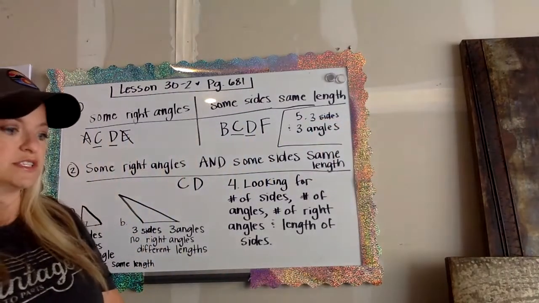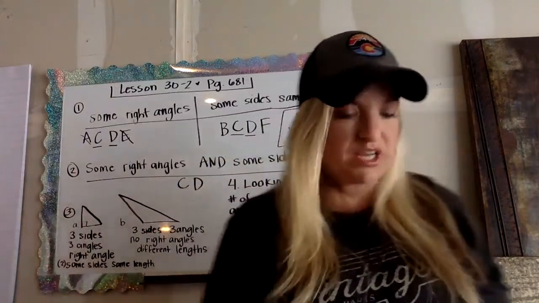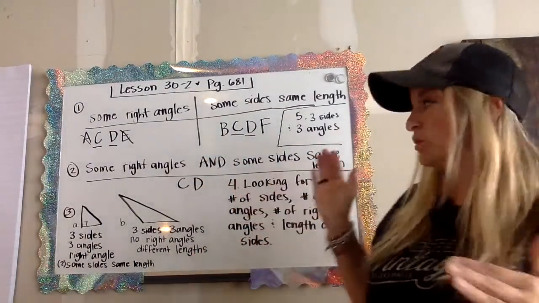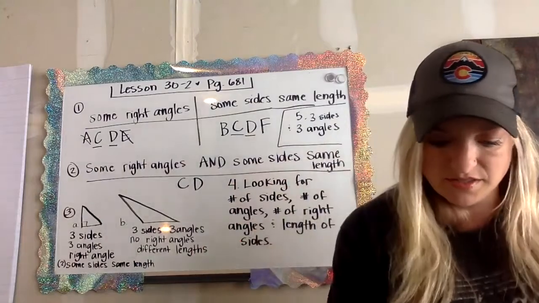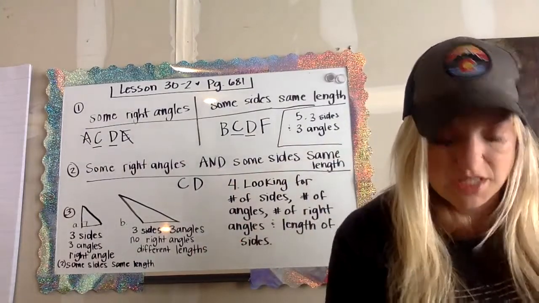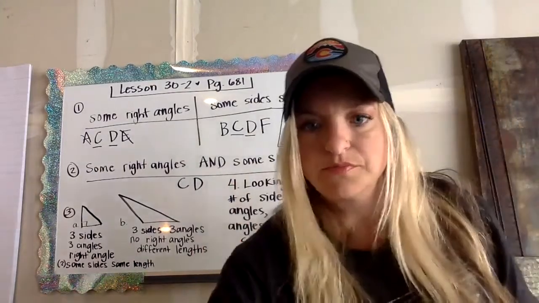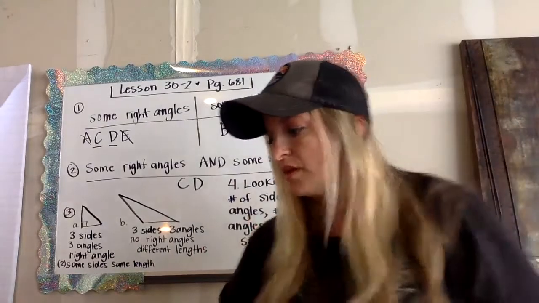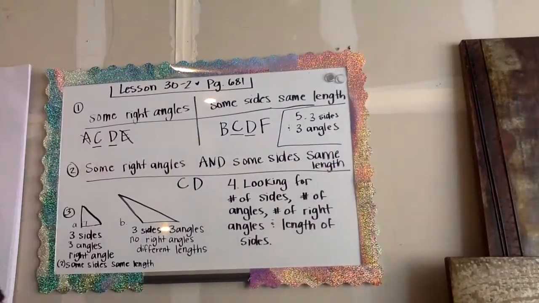That is what they have in common. The length of their sides is different. One has a right angle and one does not. So what they do have in common is the fact that they both have 3 sides and 3 angles. Write this down if you need to before I erase it.